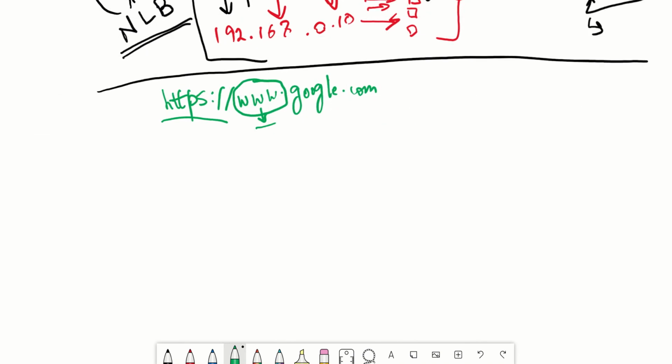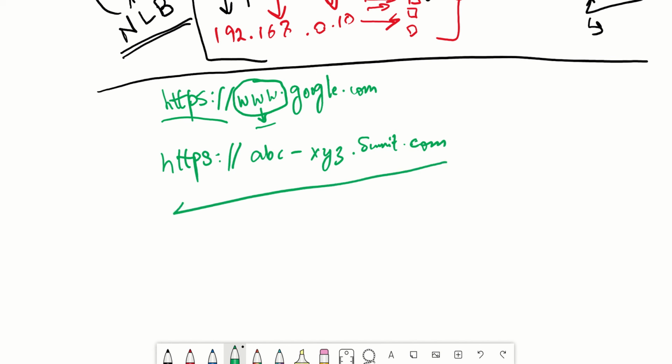Now I was talking about another example, how exactly we can decode to understand the request. So HTTPS, let's say abc-xyz.sumit.com. If we talk about how things are going to be crawled, or how it would be decoded, it is decoded from right to left.